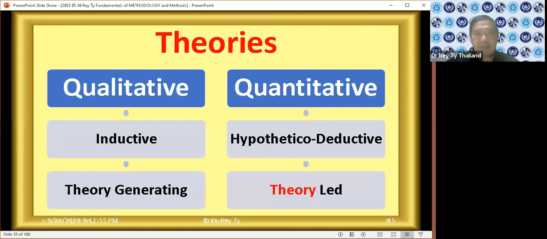I'll skip these. For a qualitative paper, you don't really need a theory, but sometimes you need a theory to help you understand, but it's not theory-led. A quantitative paper is a hypothetico-deductive paper. You say A affects B. It's theory-led. It does not mean you cannot use theory in qualitative. Again, a qualitative paper is more flexible. There's room for changing. And in fact, a good qualitative paper produces new knowledge, grounded theory. You produce a middle range theory.